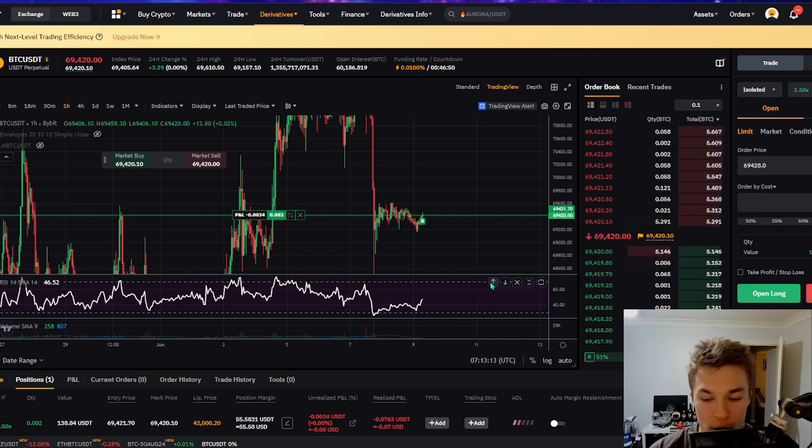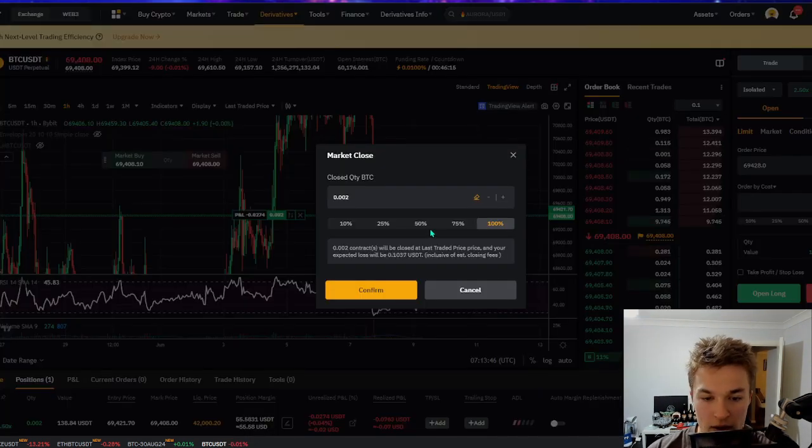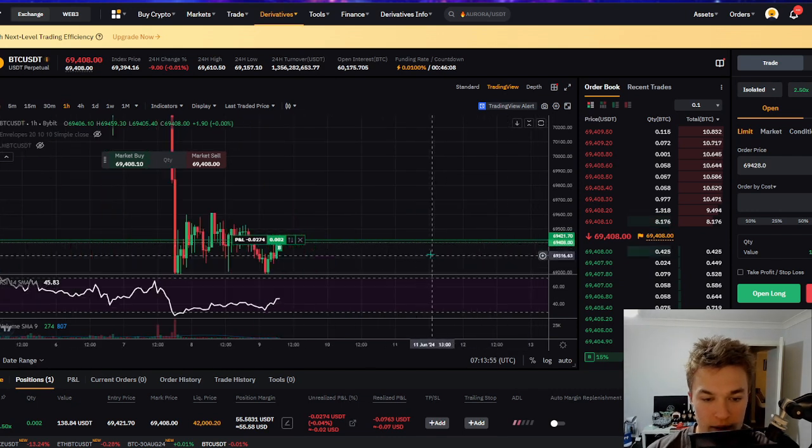As we said, same for a short position. If we wanted to close this position, all we have to do is press on close by market, whatever. We can pick how much we want to close, and you can see that our expected loss would be 10 cents, but we don't want to do that at this point in time. We'll just sit on this for a little bit. Doesn't really matter.